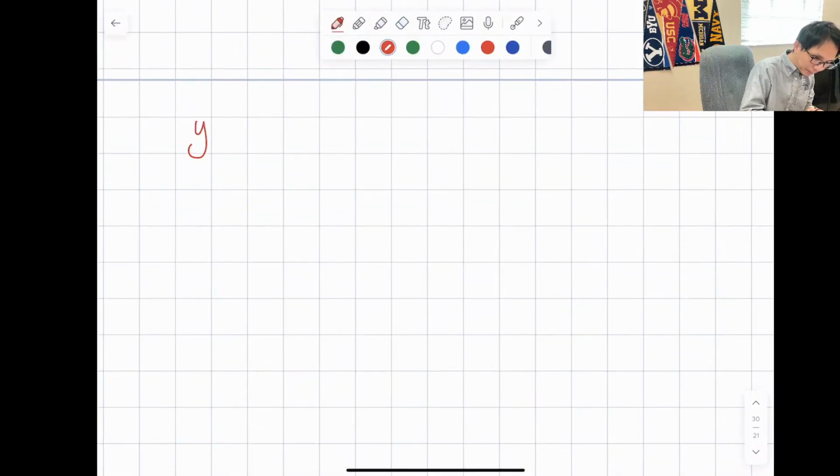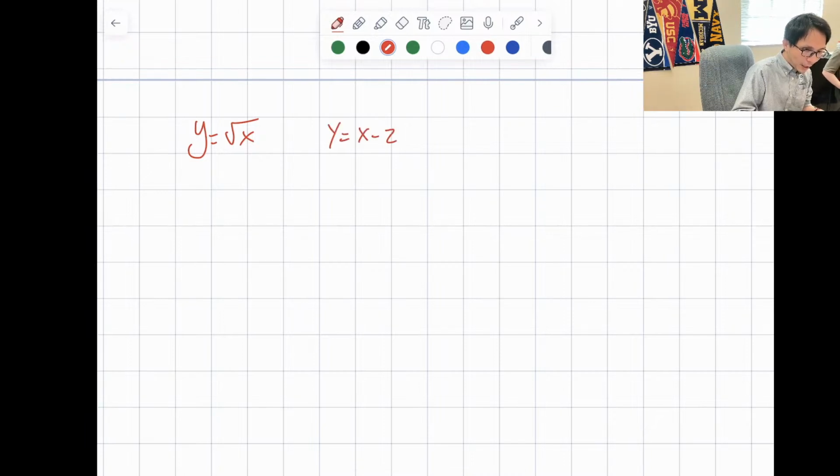Y equal to what? Square root x. What else? Y equal to x minus 2. And then y equal to what? In the first quadrant? Yeah. Okay, first quadrant.